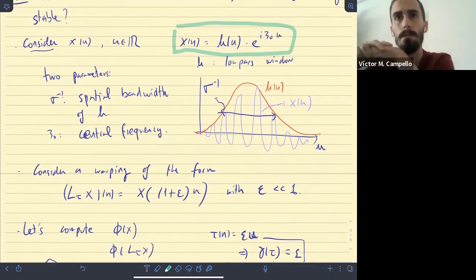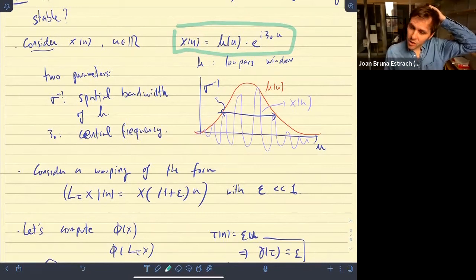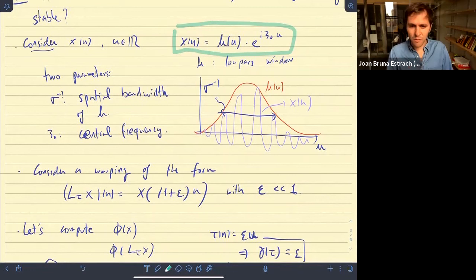If you think of speech recognition, this could be your input. You want to build a representation for this kind of time series that is not only translation invariant, but also, if I apply a very slight deformation of the domain, I don't want my representation to be completely different. If I deform the domain a little bit, the representation should change a little bit.